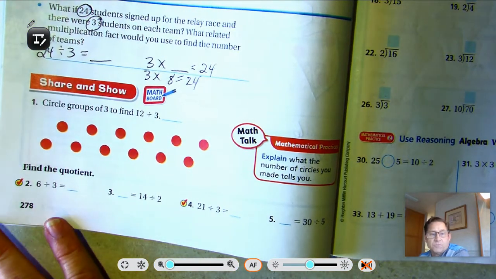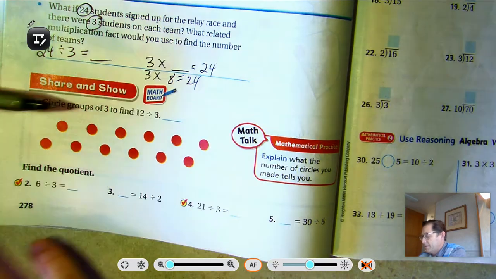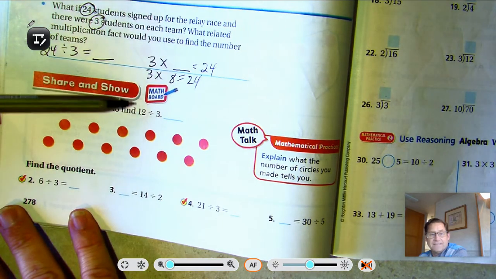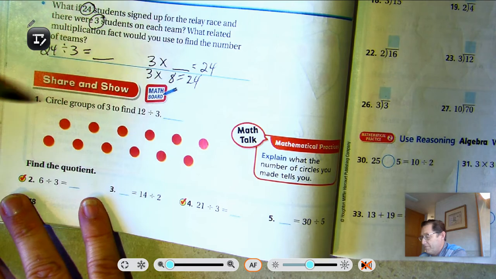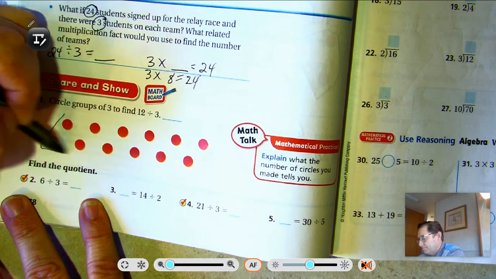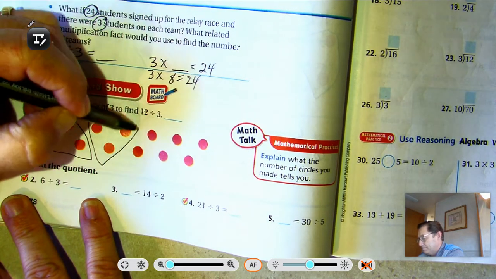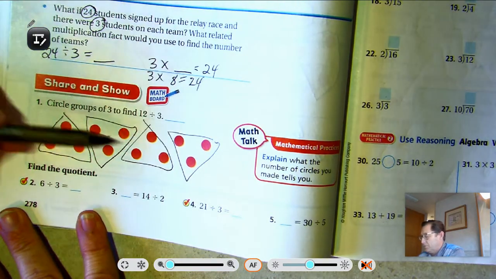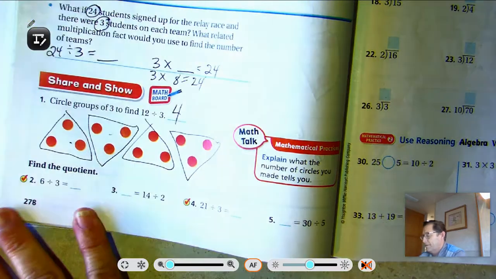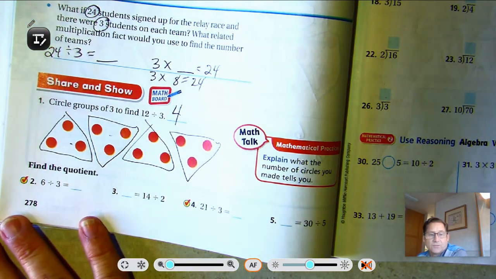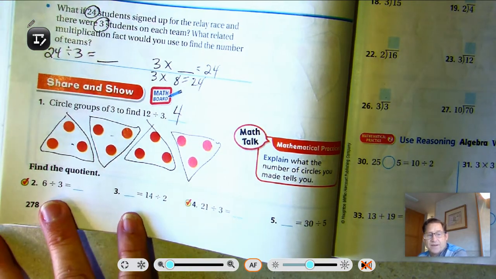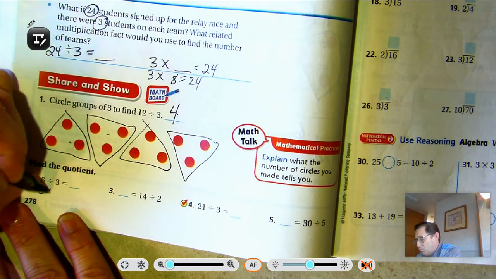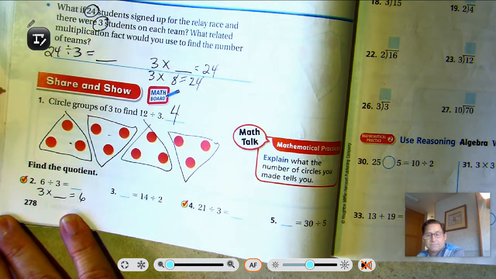Number 1, circle groups of 3 to find 12 divided by 3. So we have 12 total, that's the dividend, and we need to put them in groups of 3. So 1, 2, 3, 4. 3 times 4 is 12. 6 divided by 3. 3 times what is 6? 2.